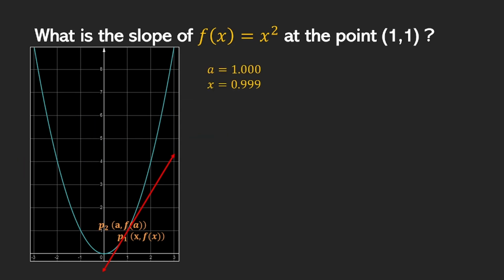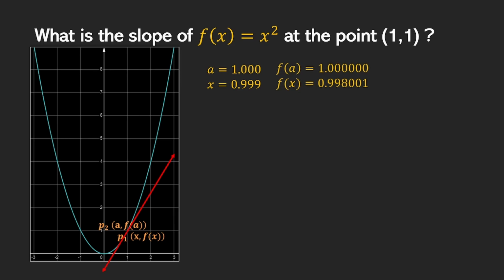Alright, so TW warning, we're using numbers. So let's assume in this situation, for the 2 points that we pick, point 1, x comma f of x, and point 2, a comma f of a, we're going to say that a is equal to 1 and x is equal to 0.999. Alright, well, we know the function is x squared, so let's go ahead and square both of those.